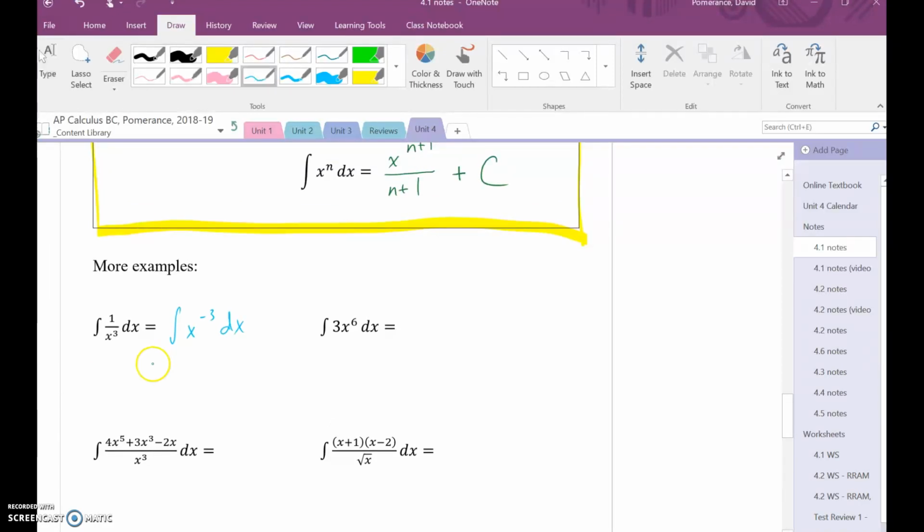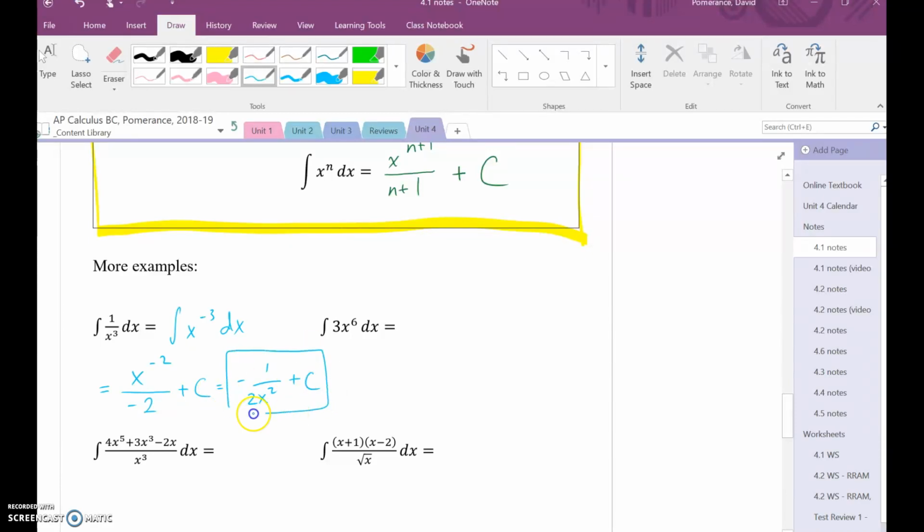So we're just going to bump that up by 1. We're going to take negative 3 plus 1 and get negative 2. That's our new exponent, so we're going to divide by our new exponent, and we're going to say plus c. That is our answer. We would probably write that in a simplified form by dropping the x to the negative 2 into the denominator, along with the 2 that's already there, so negative 1 over 2x squared plus c.